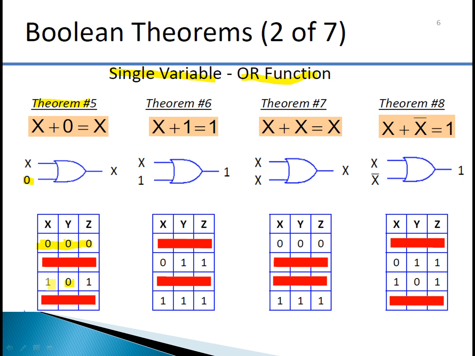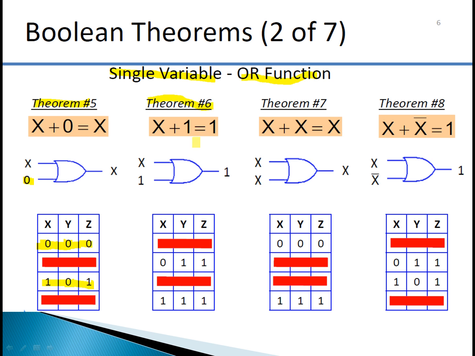And next consider x value 1. 1 plus 0 equal to 1. So now consider the output column z. If x value is 0, z value is 0. If x value is 1, z value is 1. So that means the output is always x value. Hence x plus 0 equal to x.